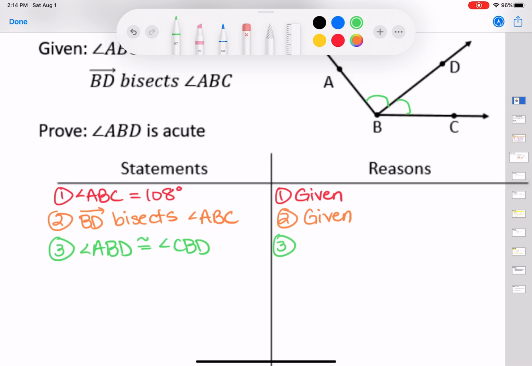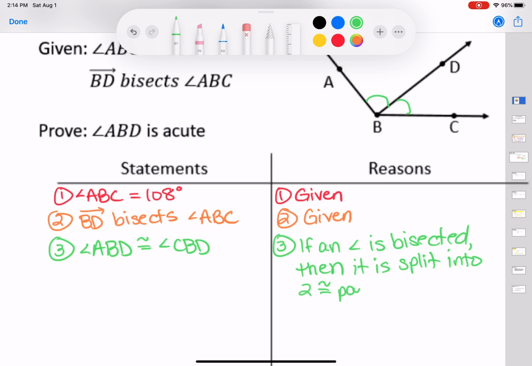And remember, the if part has to be a statement from before. So if something from a statement that happened before this step. So the if part would be the bisect. If an angle is bisected, and then the then part is what we're saying in this step, and that is that I have 2 congruent angles. Then it is split into 2 congruent parts. Okay.